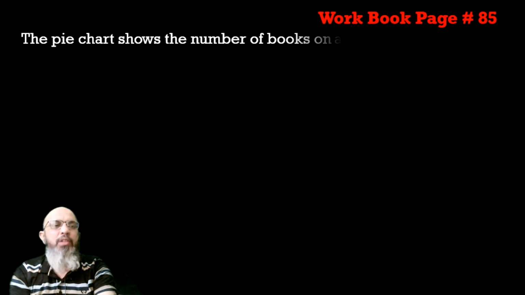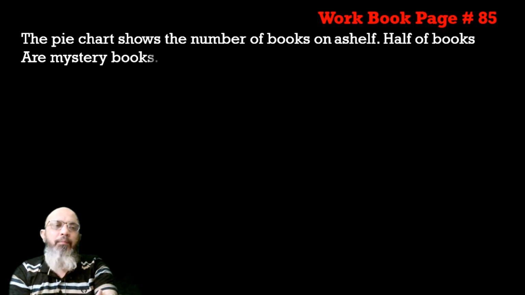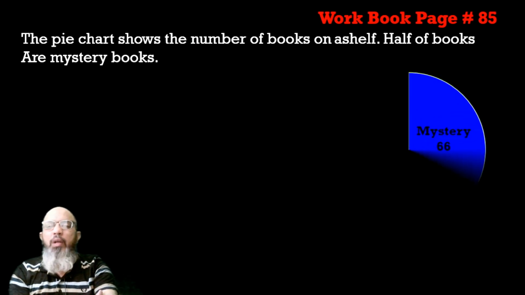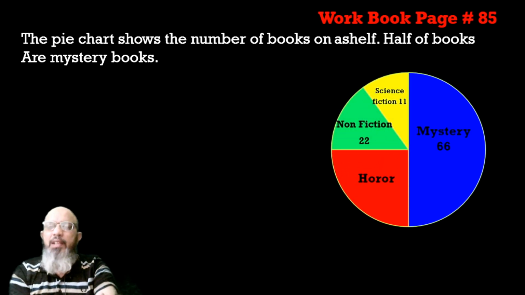So now the next question again is from your workbook, that is from page number 85. So let's see what is the question. The pie chart shows the number of books on a shelf. Half of the books are mystery books. Okay. So what does the pie chart show? Pie chart shows that mystery books are 66, non-fiction is 22, science fiction is 11, and the rest of the books are horror.